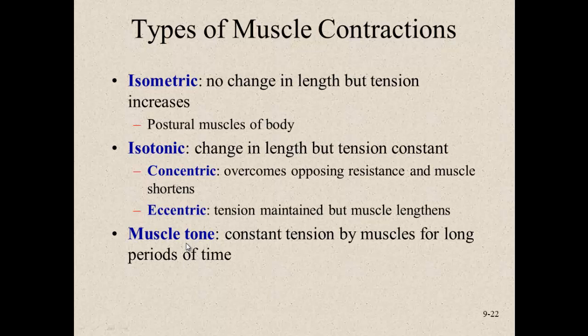Muscle tone is just a term meaning that we have a constant tension in muscles over a long period of time. For example, in our blood vessels, we have smooth muscle that has constant tone via sympathetic neurons stimulating them. We call that sympathetic tone. But that's constant muscle tone inside of our blood vessels to keep our blood pressure up. If we lost the tone in our blood vessels, our blood pressure would drop and we would not have blood flow to our vital organs. So we definitely need muscle tone inside of our blood vessels.